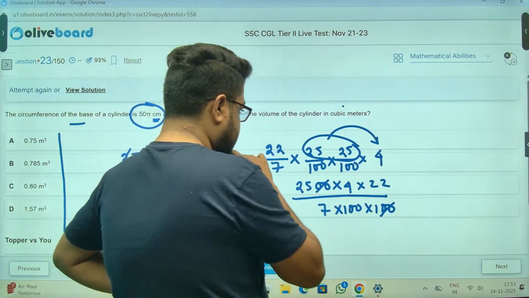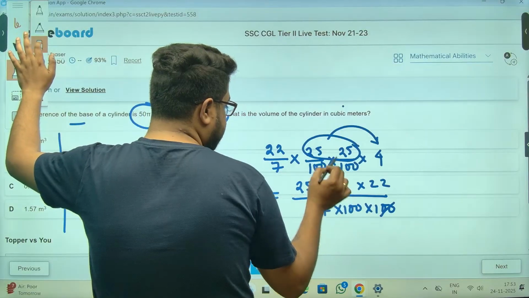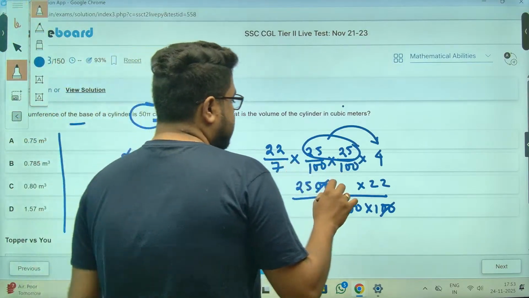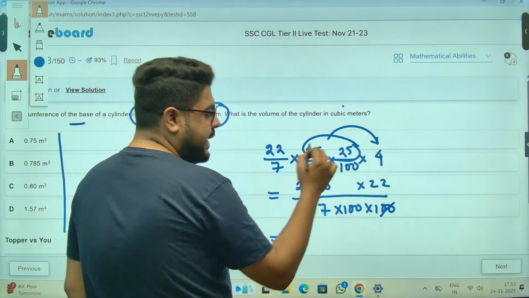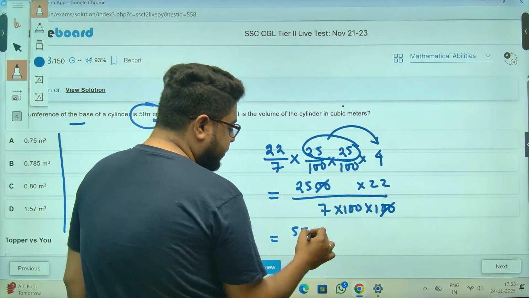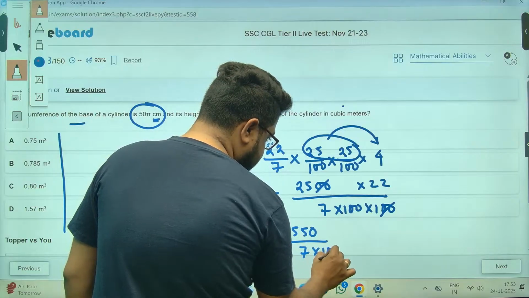25. Acha, sorry, this 4 is not there. This 4 I've already calculated. I've already put that into its place. 25 into 22, 50 into this, so 550. 50 into 11, sir. 5 into 11, 50. So this is this, by 7 into 100. Right?